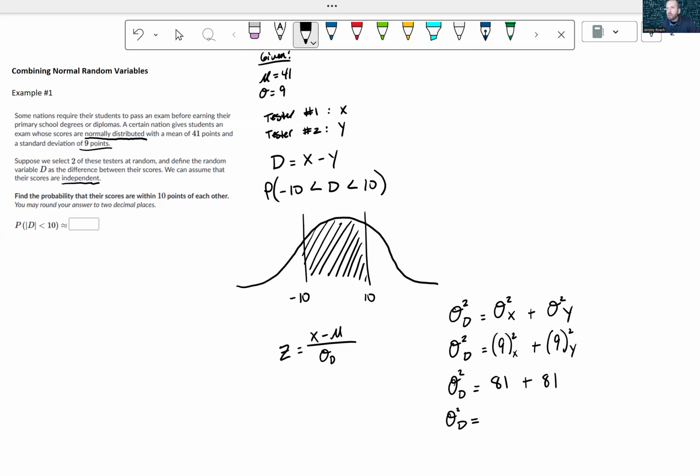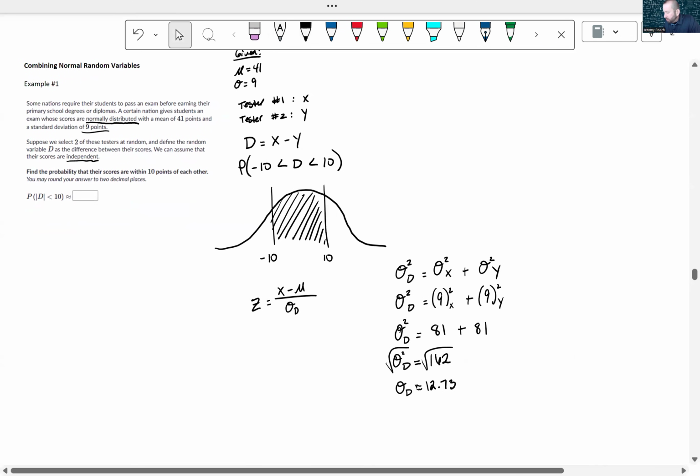And again, we're just finding the variance of d first. And now we're going to square root both sides to get the standard deviation of d, which is approximately, when we type that in our calculator, square root of 162 is approximately 12.73. Okay, so now we have the denominator for our z value.